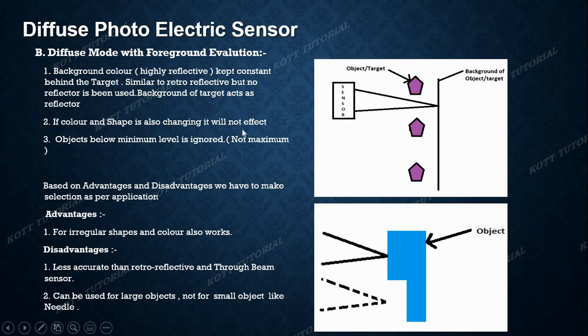If color and shape are changing, it will not affect the sensing capability. Over here, the light is measured from the background. So if any shape or size comes in front of the sensor, it will detect successfully. Objects below the minimum level are ignored. There is no minimum sensing range in this. In the prior mode we saw, diffuse mode with background suppression, we had a dead zone. Over here we don't have a minimum level or a dead zone.